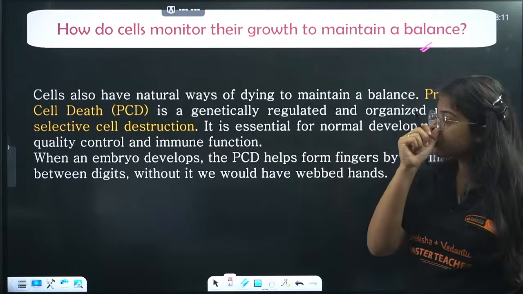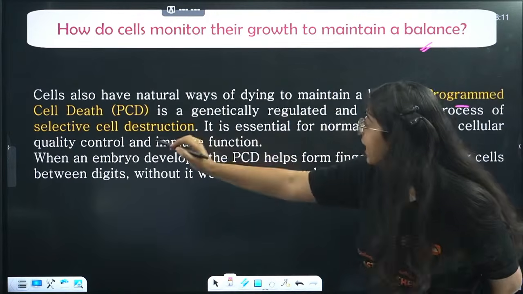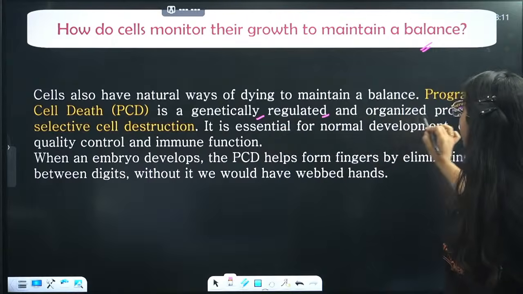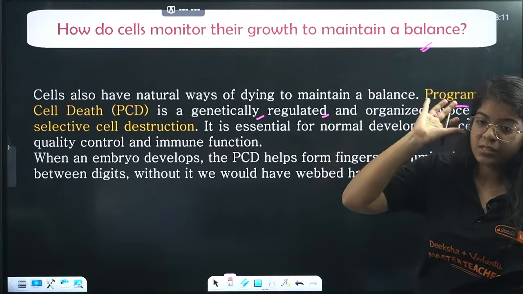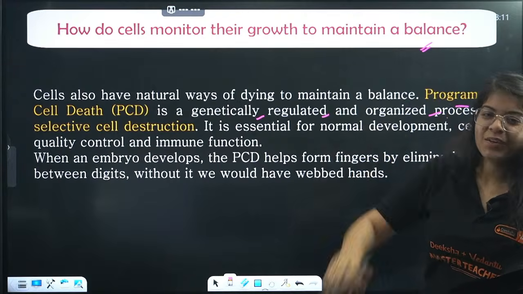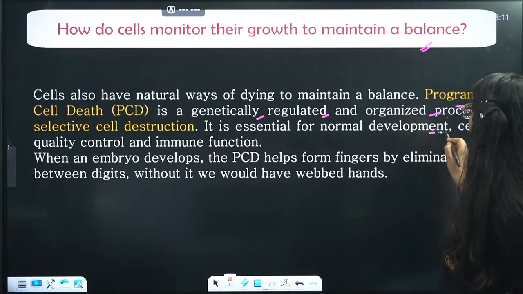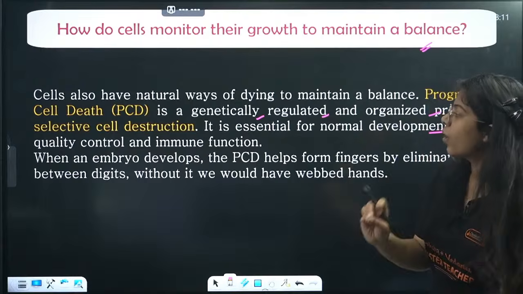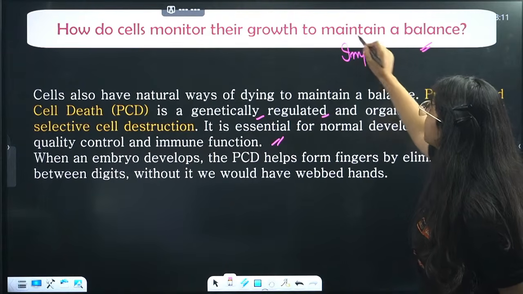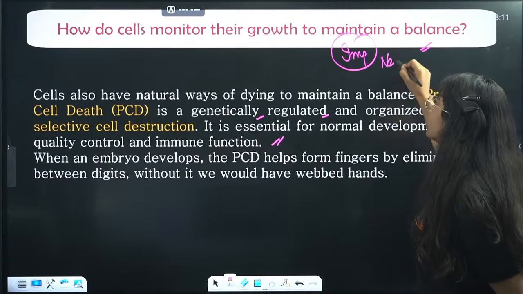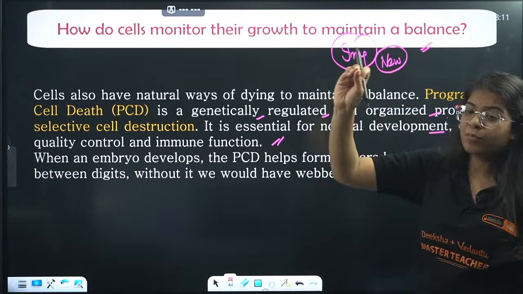Lysosomes, right? So programmed cell death is a genetically regulated and organized process of selective cell destruction. It is essential for normal development, cellular quality control, and immune function. This is very important. It's a new topic that's been added into your NCERT, so you can expect questions from this to come.